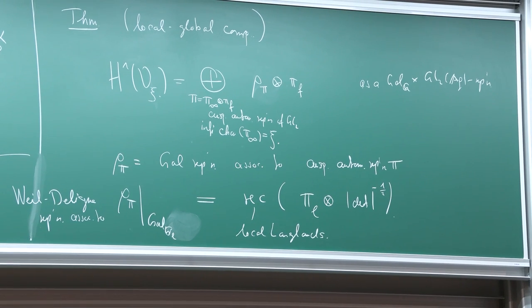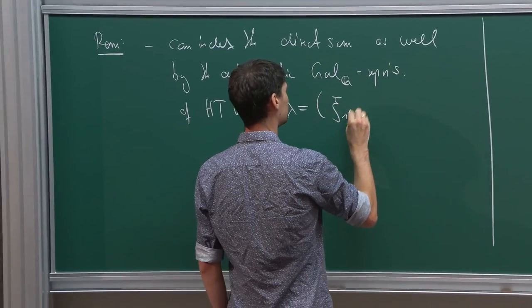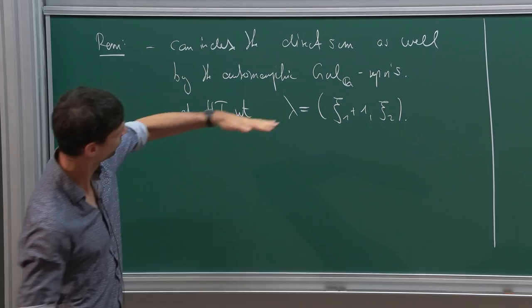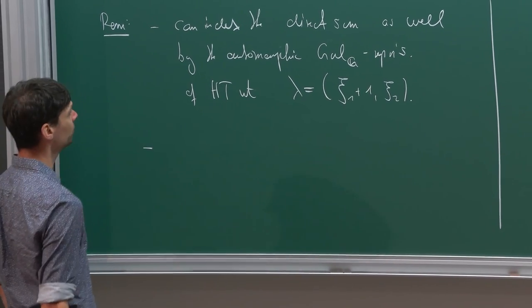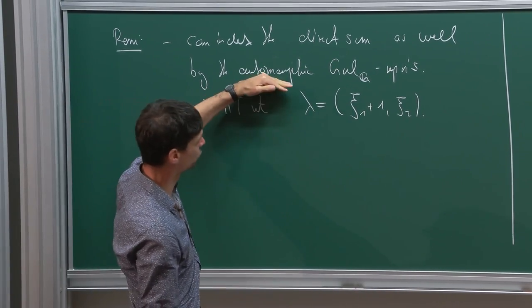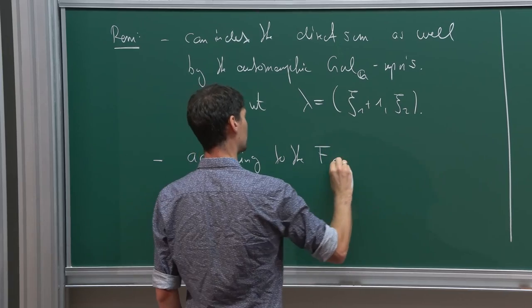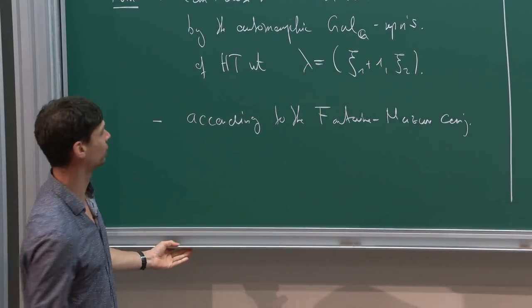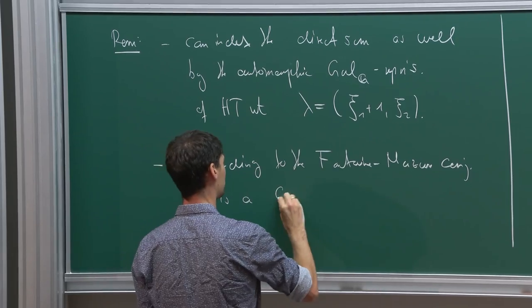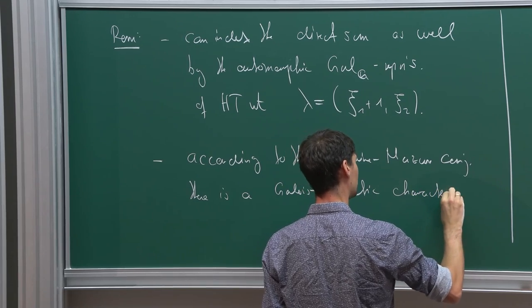And you can also read this infinitesimal character out of the Galois representation by looking at the Hodge-Tate weights, say lambda, which is psi_1 plus 1, psi_2. So there's some kind of shift from the representation theoretic weights to the Hodge-Tate weights. And according to the Fontaine-Mazur conjecture, you have a Galois theoretic description of what automorphic Galois representation means. According to the Fontaine-Mazur conjecture, there was a Galois theoretic characterization of those.